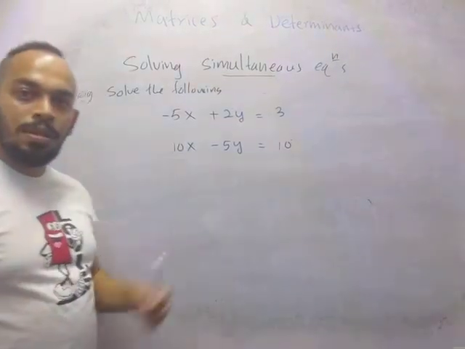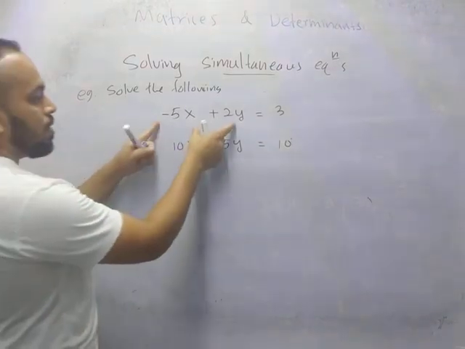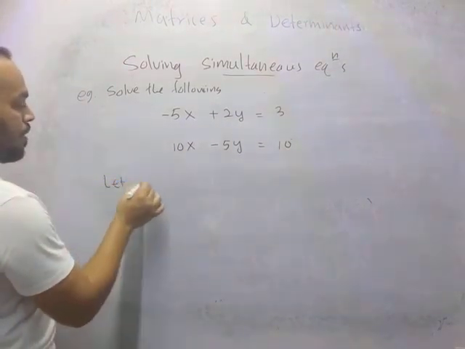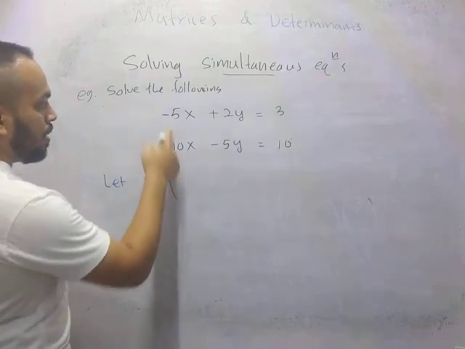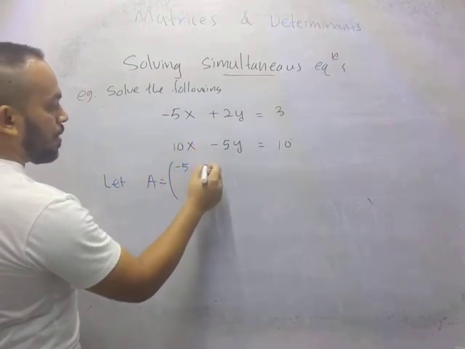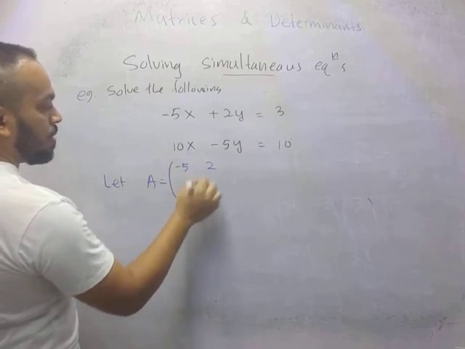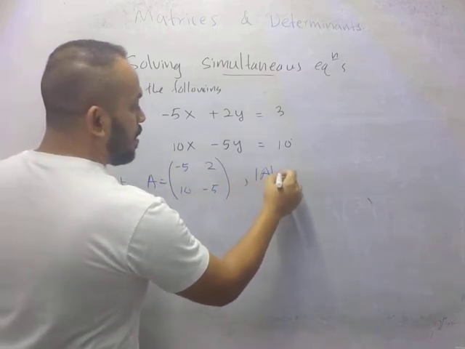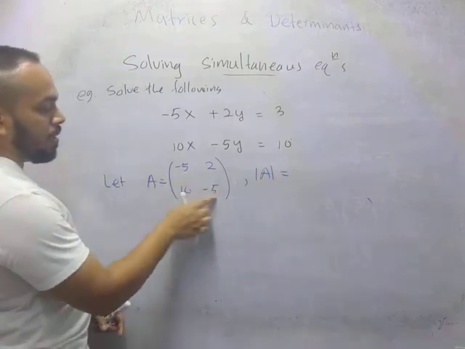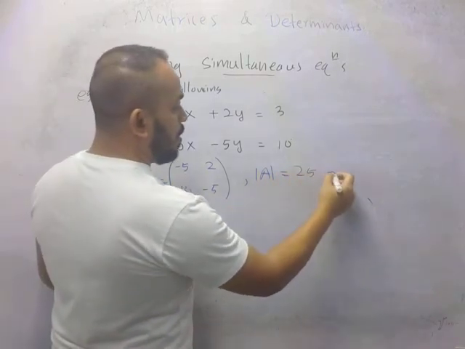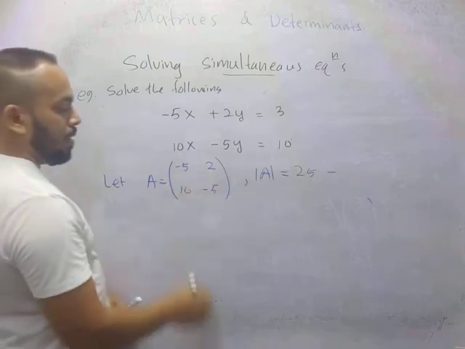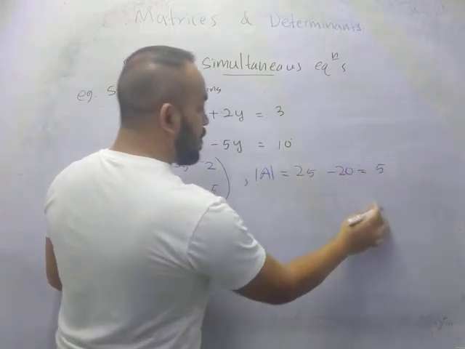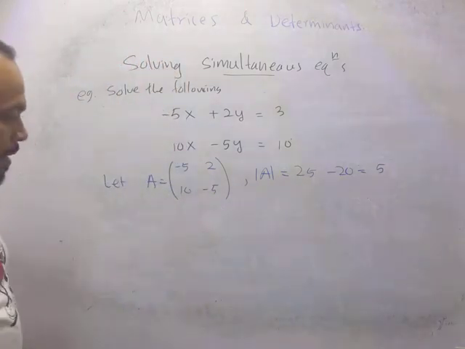Right. So let's look at another example here. You have to extract the coefficient matrix. Let the coefficient matrix be minus 5, plus 2, plus 10, minus 5. First check the determinant. Minus 5 into minus 5 is 25. Then minus 10 into 2 is minus 20. So the answer is 5. So the determinant is 5. That's fine.